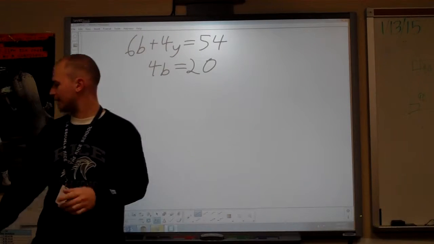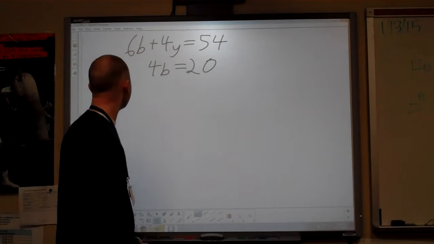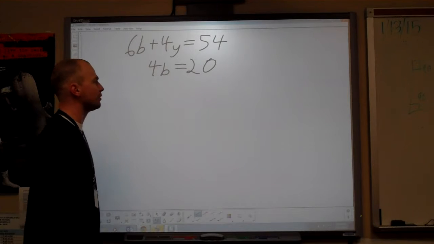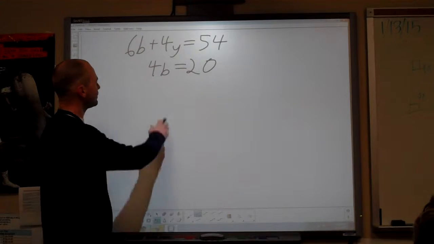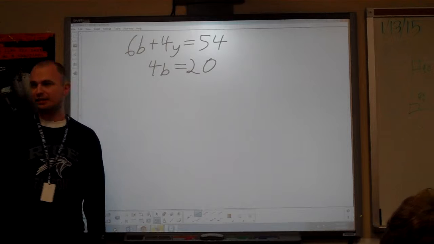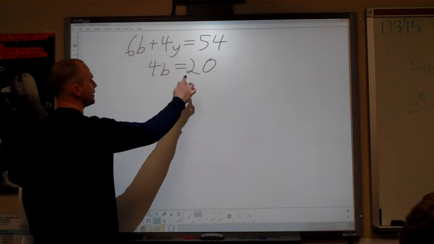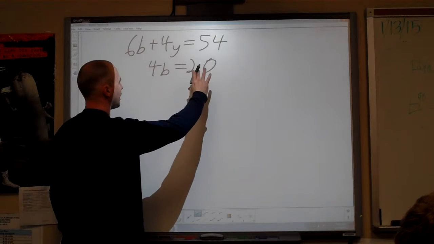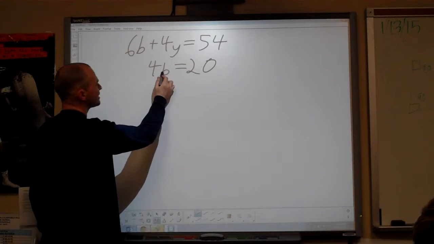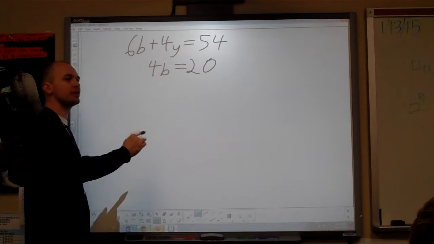We've got number 1 on the front of the packet: 6b plus 4y equals 54, and 4b equals 20. Okay, so let's first solve for b. If 4b equals 20, I'm only looking at this bottom equation. So I want 4 times b, or b times 4, equals 20.